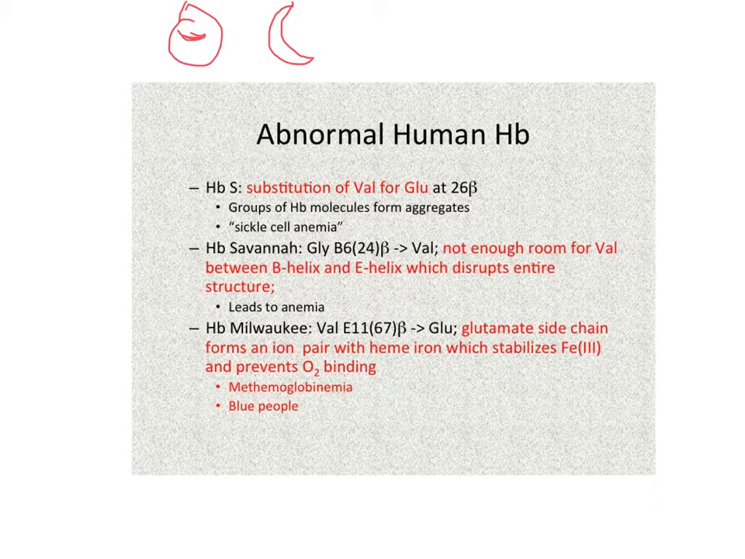And it's the E helix, if I do remember rightly, is the one that helps with the cooperativity. And so this leads to anemia because it can't bind oxygen as easily, and it's a decrease in the cooperativity.